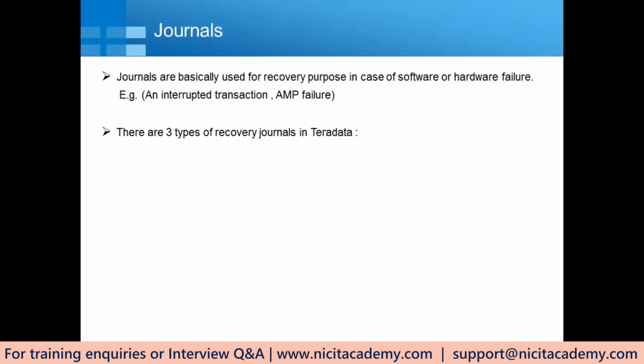There are three types of journals. Whenever you are creating a table, you have to mention this journal. The first one is the transient journal. Transient means it is for a short time; it will be maintained for a short time. Then we have the permanent journal, and we have the down AMP recovery journal, which we call DAR. So there are three types of journal.